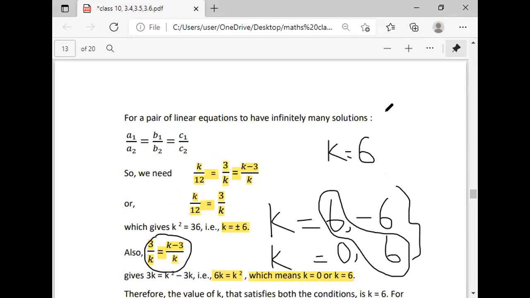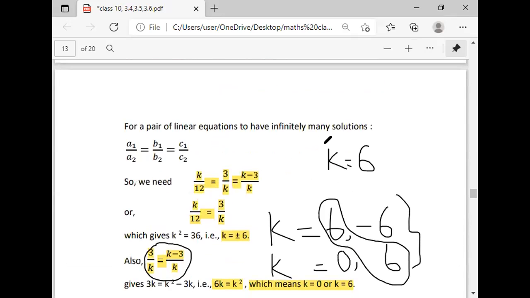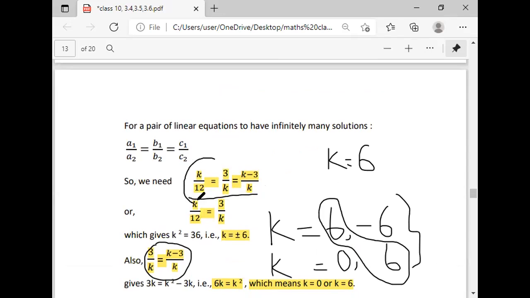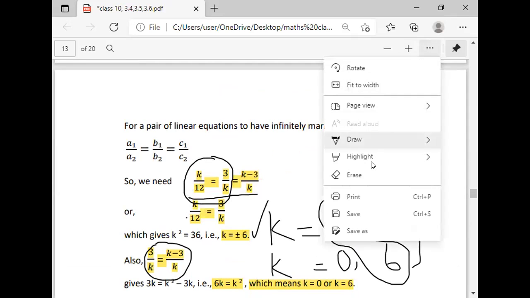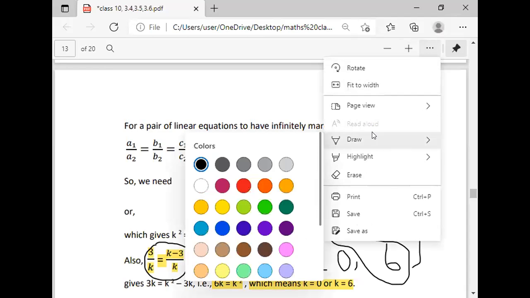Are you all clear? See, there is no doubt, there is no need of doubt. This much you have clear. We are writing the information only. First, we are taking the first two terms, that is what we have written here. Using that information, we have found the values of K is equal to plus or minus 6. And next we are going to consider the next two terms.